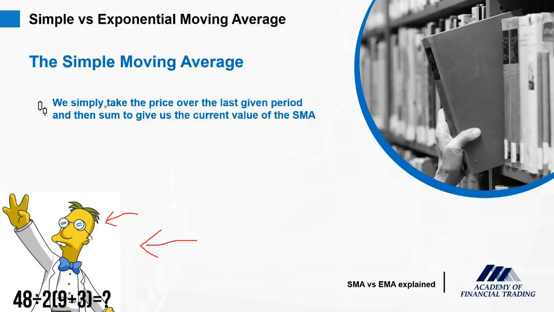So for the simple moving average, guys, we take the price over the last given period of days and then sum to give us the current value of the SMA. It will be worth mentioning at this point that if we're looking at a 10-day moving average, and we're looking at a daily chart, we would observe that the 10-day moving average for the specific day we're looking at will be concerning only the last 10 days.